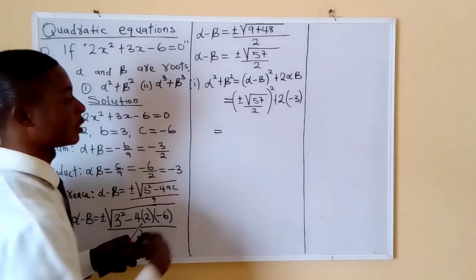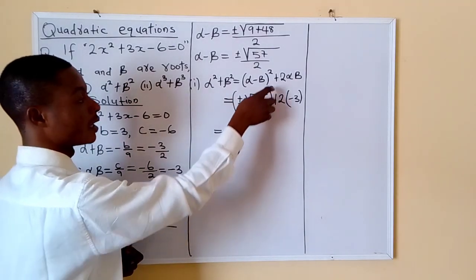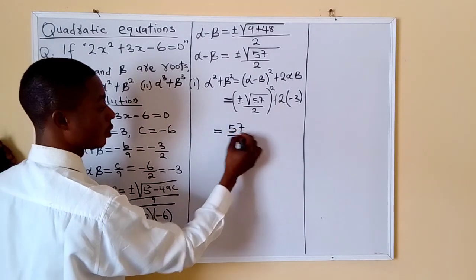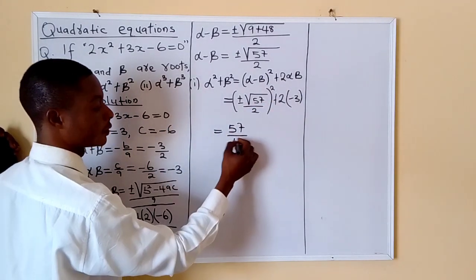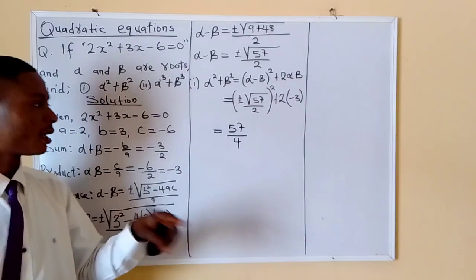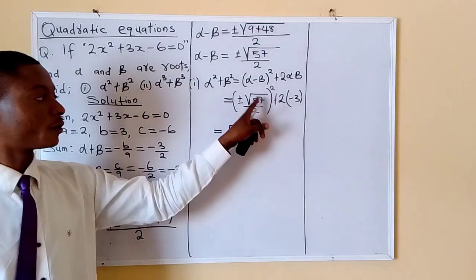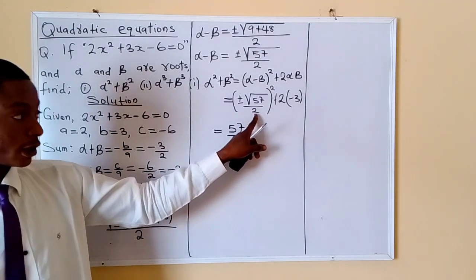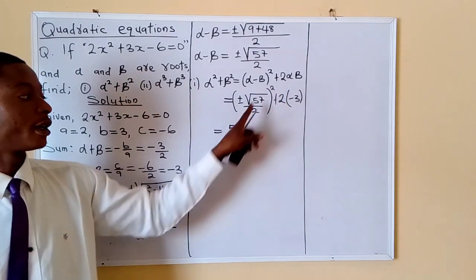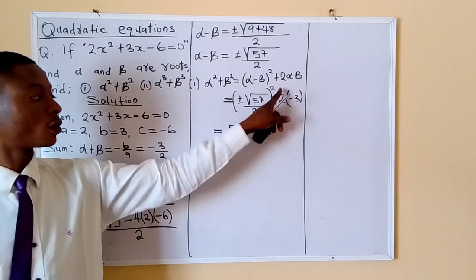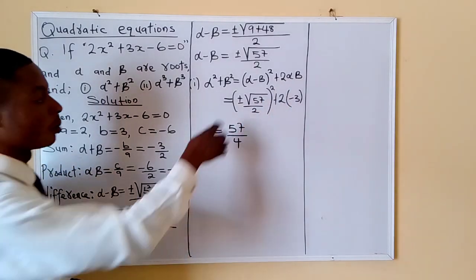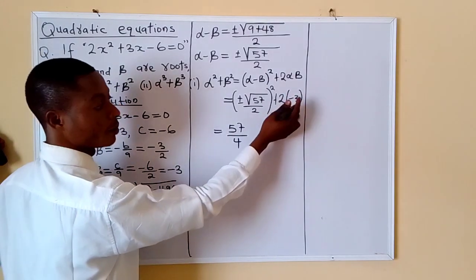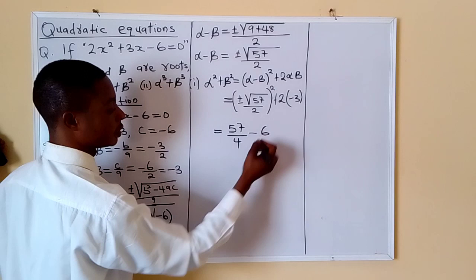Simplifying further, plus or minus root 57 squared will give us 57. 2 squared is 4, and I hope you understand that this square is for both root 57 and 4 and 2 itself. So root 57 squared is 57, 2 squared is 4. Plus and minus squared is still positive. Plus 2 times minus 3 is minus 6.